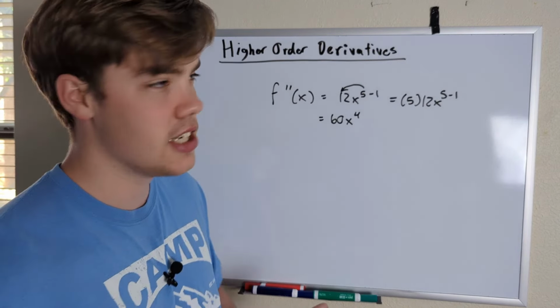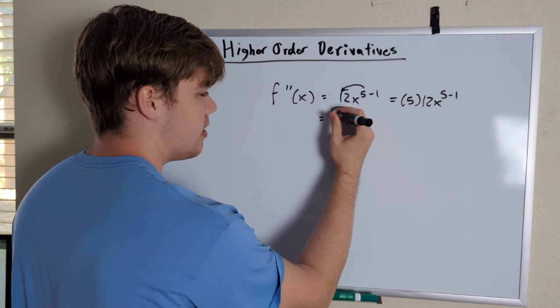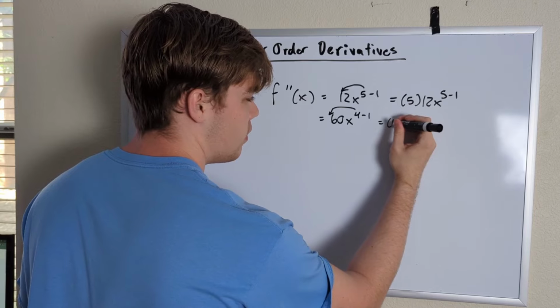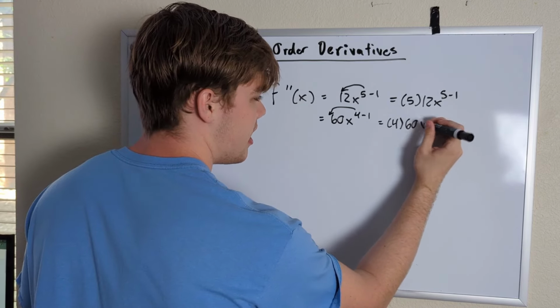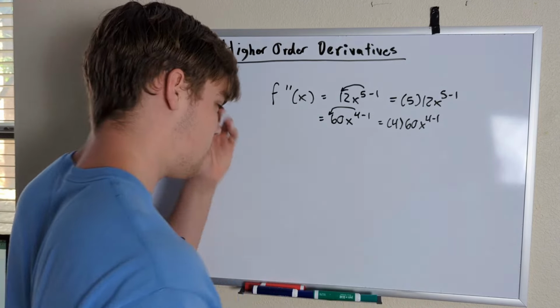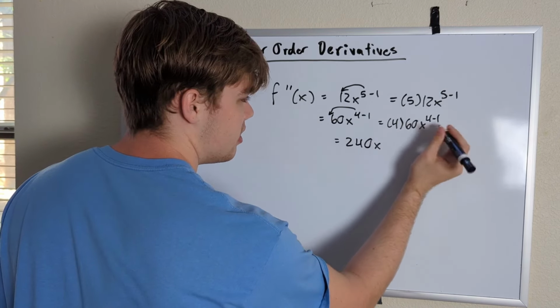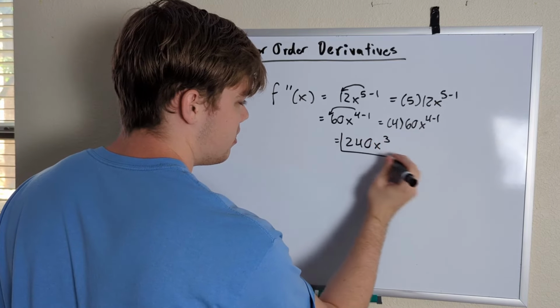And then to find the second derivative, we do the same thing again. We pull this down to the front, then subtract 1 from the power using the power rule. So then this just turns into 4 times 60x to the 4 minus 1 power. 4 times 60 is 240. x to the 4 minus 1, which is third power.